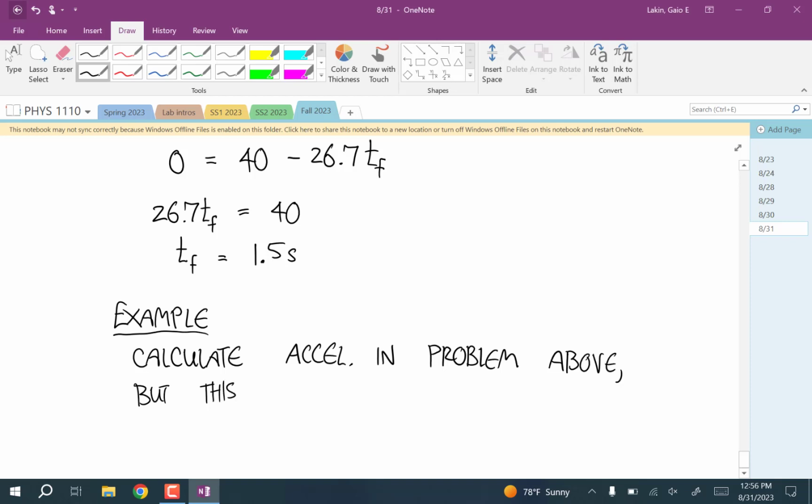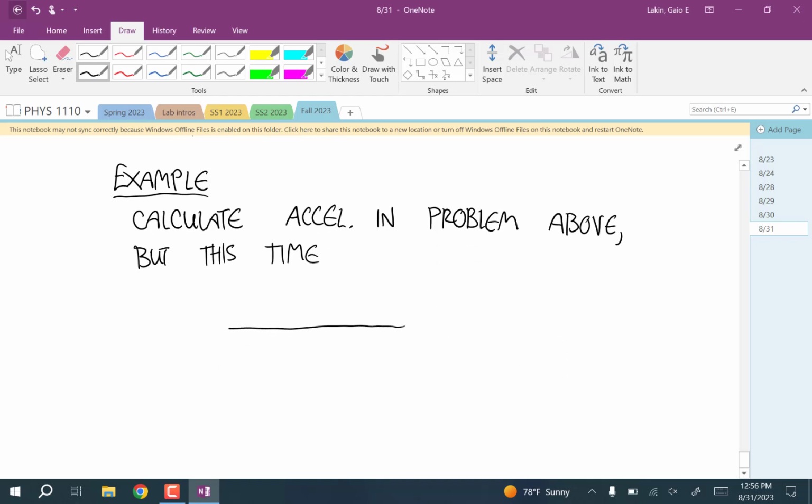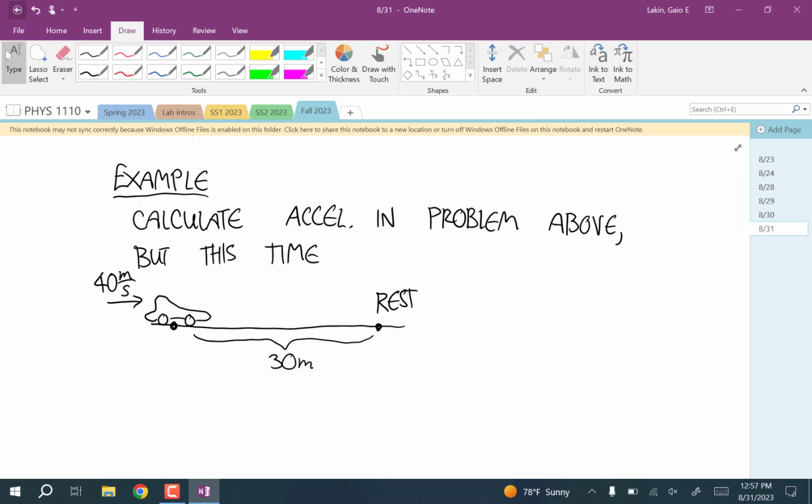But this time, here's the car when it's going 40 meters per second. Here it is when it's at rest. These are still 30 meters apart. But this time we're going to put our 0 position at the point where it stops, and our positive direction going this way. So that means negative is this way.